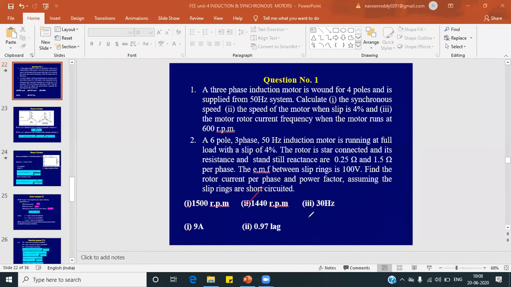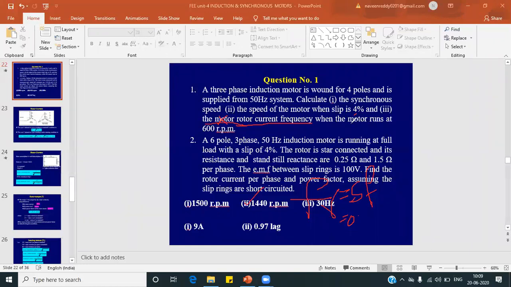That is 96% of 1500 rpm, that is 1440 rpm. Now the other thing is the motor rotor current frequency. Maybe the terminology is different. It is unnecessarily written motor over here, of course we are doing it for a motor only, but there is nothing wrong in it. The motor has a rotor, so what is the frequency of that rotor? Fr is equal to slip times f. So what is the value of slip? That is 4%.